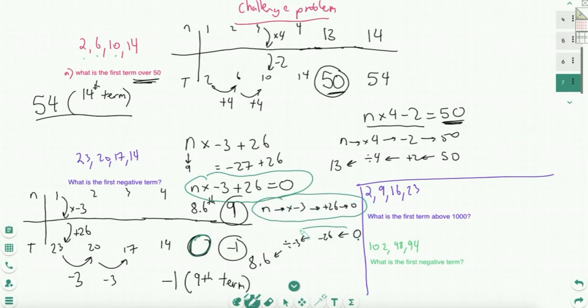And we went backwards, and we found 0 is the 8.6th term. Therefore, the term right after must be the first negative term, which is the 9th term. And then all I did was replace n with 9 in my nth term, and that came out as -1. So the first negative term is -1.